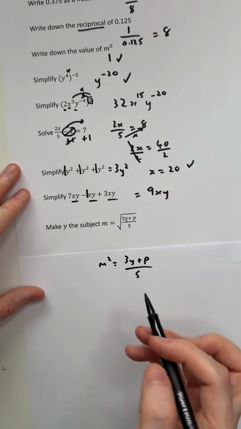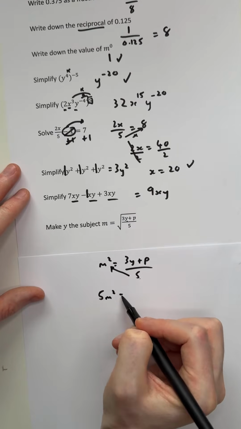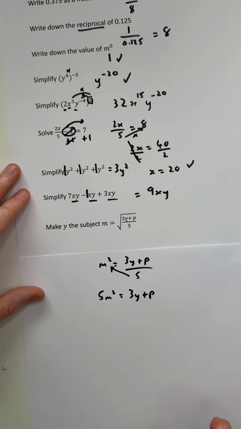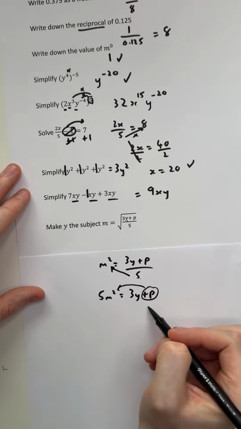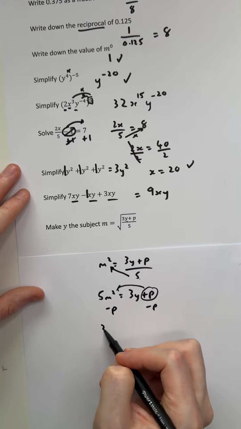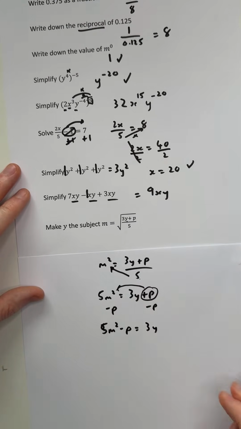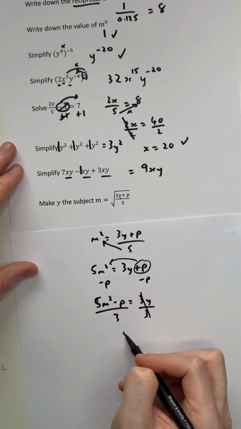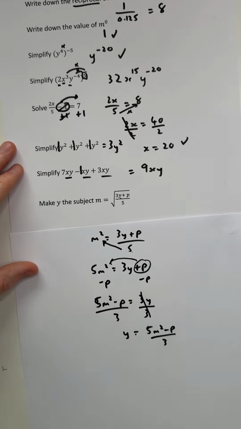We never like dividing. Opposite of divided by 5 is to multiply the other side by 5. So we're going to have 5m squared equals 3y plus p. I want to get y the subject. So find y, cover up. Opposite of add p is subtract p from both sides. So 5m squared minus p equals 3y. Opposite of times by 3 is divide both sides by 3. 3 over 3 will cancel. Don't leave as 3y. y equals 5m squared minus p all over 3. And that's it done.